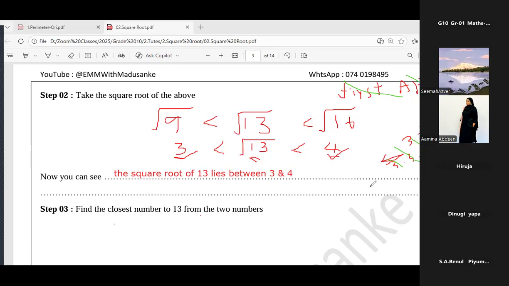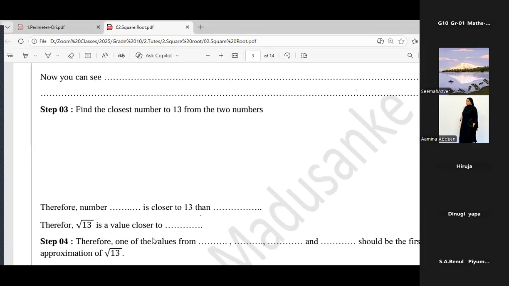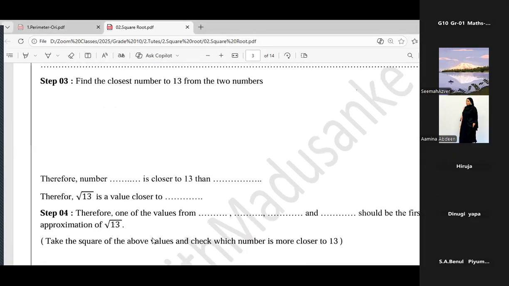Okay. Now let's go to step number 3. We have done up to 60% of the question. Now you should feel like what would be the answer. Right? So step number 3.